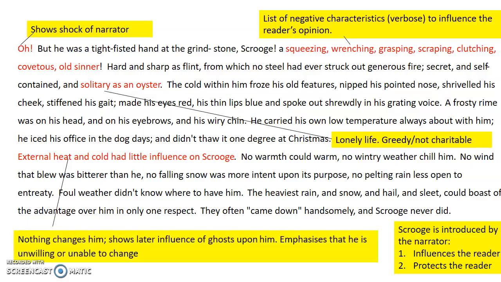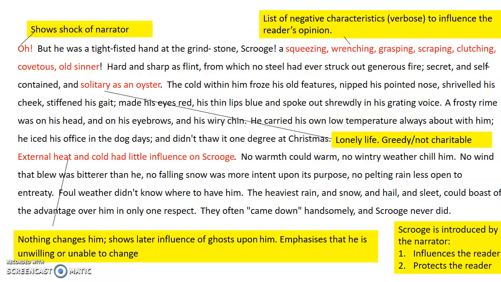And then we've got this quote here as well: "external heat and cold had little influence on Scrooge." Nothing changes him, nothing affects him, and this also links in with the later influence of the ghosts. So the more times he sees the ghost, the more he does change, the more he transforms, the more he redeems himself. But in this introduction, Dickens is emphasising that he's unable, he's unwilling to change at all. This is his life, this is his personality.